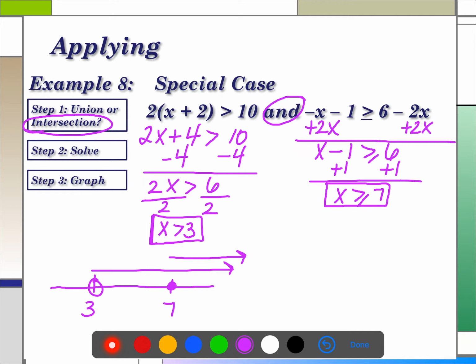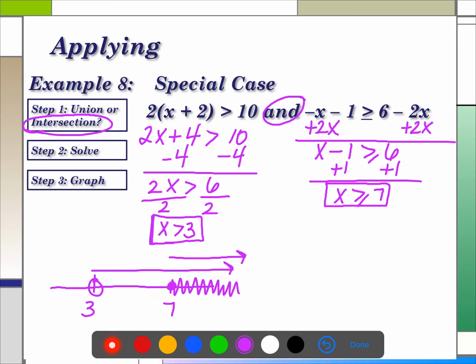Okay, so I have to think to myself, what do I shade in an intersection? In an intersection, I shade the overlap. So where are these two arrows overlapping? It's not the middle anymore. They're overlapping over here.